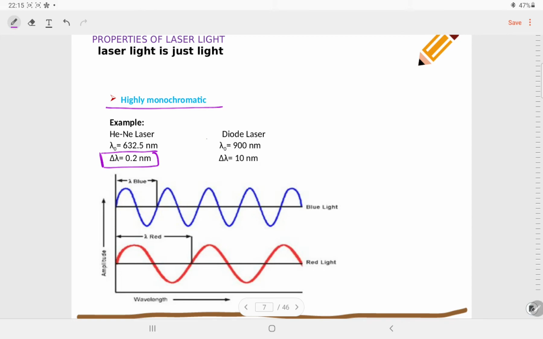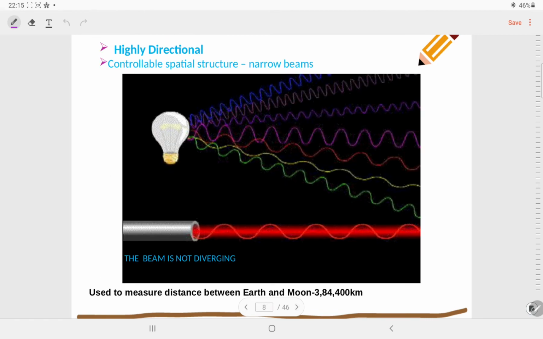Diode laser has a wavelength of 900 nanometer, and delta lambda, that is the spread of wavelength, is about 10 nanometer. So it is again really small. Therefore we say that laser light has nearly a single wavelength, and it is monochromatic in nature. So this is the first characteristic of laser.